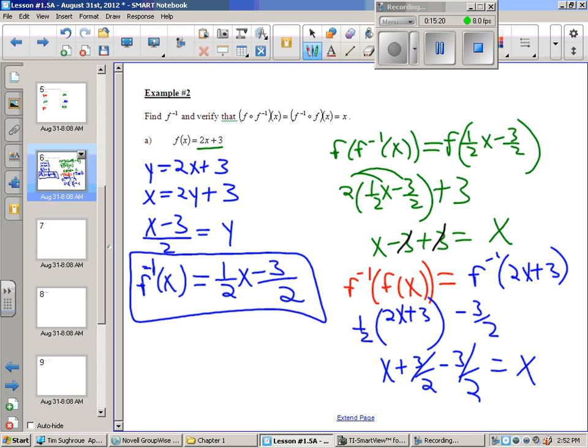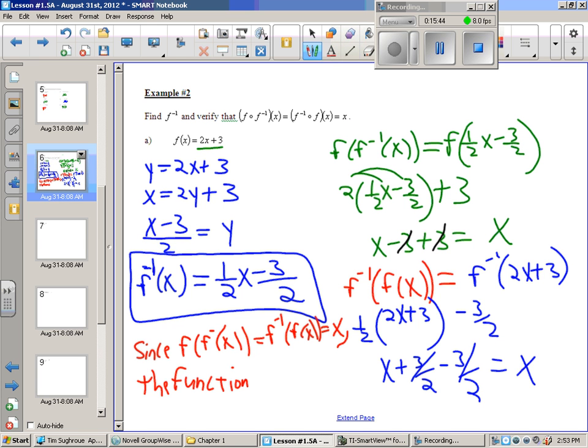That's the verification. On the test, quiz, homeworks, I expect you to make this summary statement. Since f of f negative 1 of x equals f negative 1 of f of x equals x, the functions are inverses.